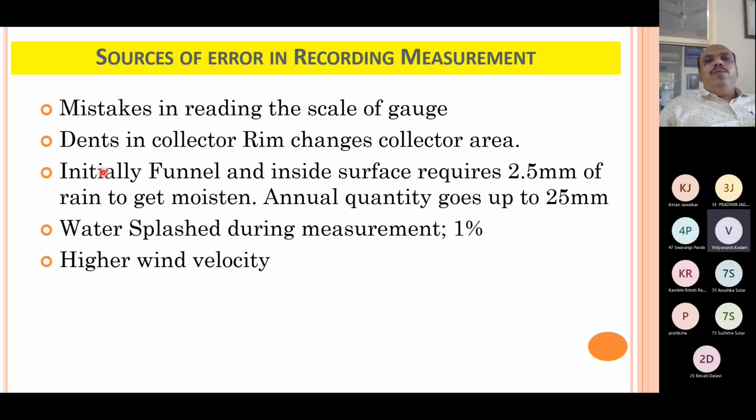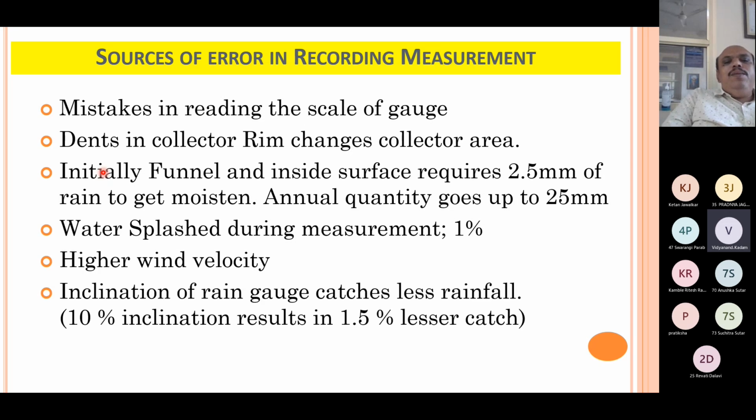Higher wind velocity. We have discussed the site selection criteria for a rain gauge station. The rain gauge station should be properly shielded from higher wind velocity. If higher wind velocity is there, then there is a disturbance and the appropriate rain will not be caught by the collector area. So this is one more reason for a source of error in recording.